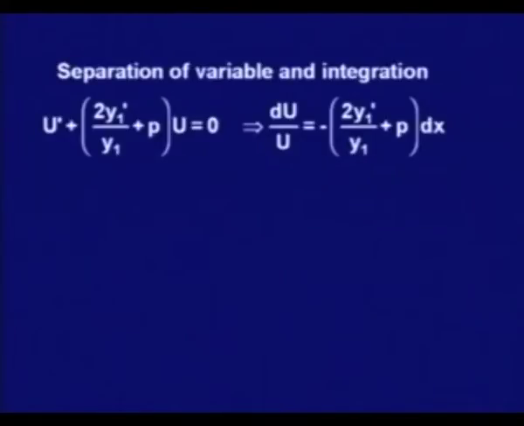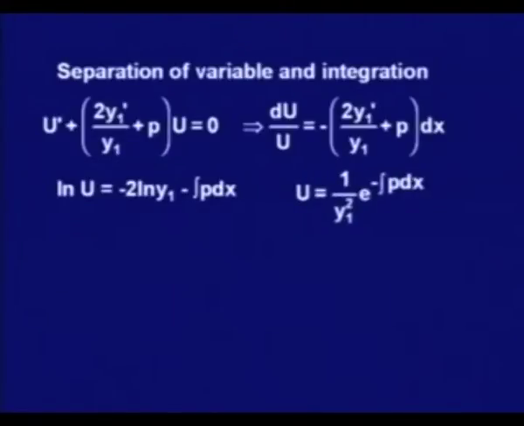Now, integrating on both the sides, we get log U is equal to minus 2 log y 1 minus integral p dx. Taking antilog, U is 1 upon y 1 square into e to the power minus integral p dx. Now, U is nothing but u dash. So, what will be the small u? Integral of capital U with respect to x, that is integral of 1 upon y 1 square e to the power minus integral p dx, with respect to x.